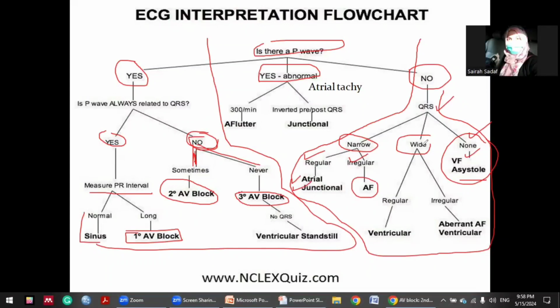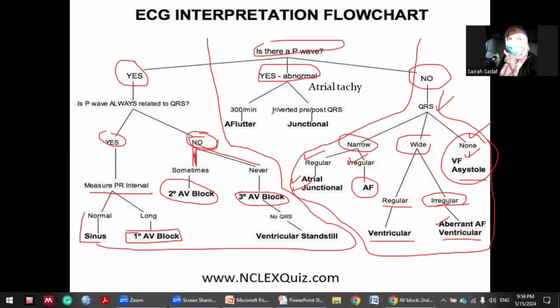Now wide. When the QRS complex is wide, we will again go for regular and irregular. In the regular wide complex tachycardia, it will be ventricular tachycardia. And when there is wide complex tachycardia and it is irregular, it may be ventricular tachycardia or it may be aberrant atrial fibrillation.